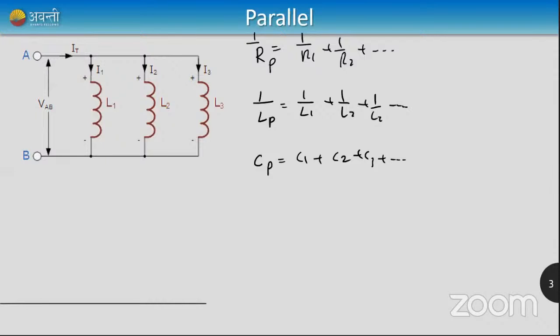Okay, cool. So this is how it goes for the parallel connection. These are pretty simple formulas. I just wanted to make sure you know them, so I've written them. Okay, cool, right? I hope there is no problem here.